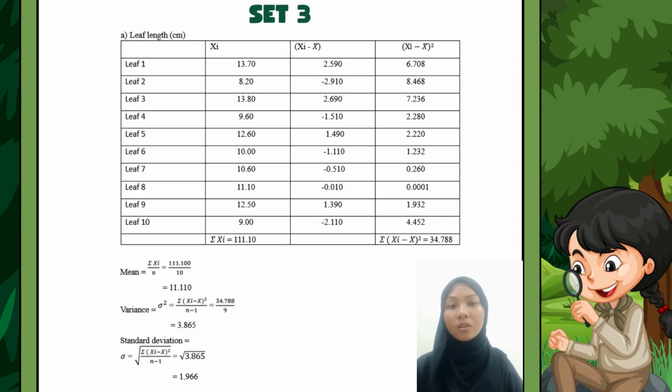So we will move on to set 3. Based on set 3, we will look at three things, same as before, which are the leaf length, leaf width, and also the leaf weight. But we will only focus on the leaf length and also the leaf weight.